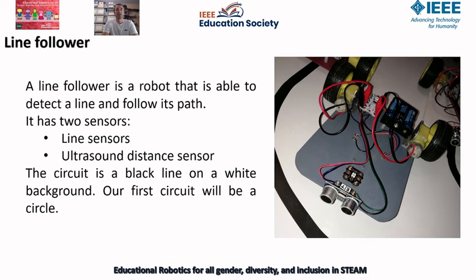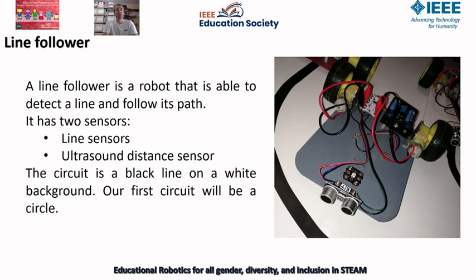The second learning scenario is the line follower. A line follower is a robot that is able to detect a line and follow its path. In this case, it has two sensors: a line sensor, which is in the bottom of the robot in the image, and the ultrasound distance sensor that is in the front part of the robot, and this sensor could be used to detect obstacles in front of the robot.